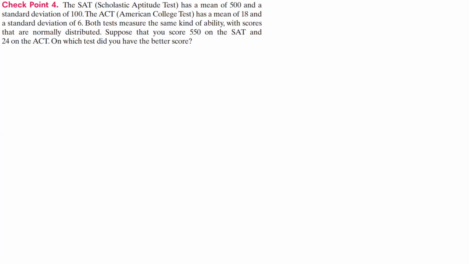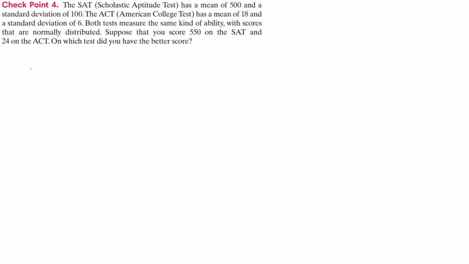So the SAT has a mean of 500 and a standard deviation of 100. Now the ACT, on the other hand, has a mean of 18 and a standard deviation of 6. Both tests measure the same kind of ability with scores that are normally distributed. Suppose you score a 550 on the SAT and a 24 on the ACT. On which test did you have the better score?